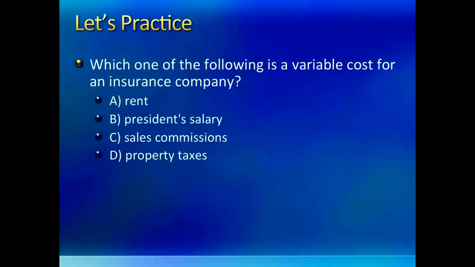Here, we have to pick the best variable cost option for an insurance company. Rent, salary, and property taxes do not go up when you make one more unit, but sales commissions do go up when you sell one more unit. So, option C is the only variable cost we are looking for.